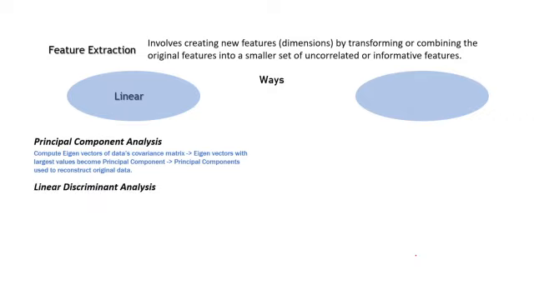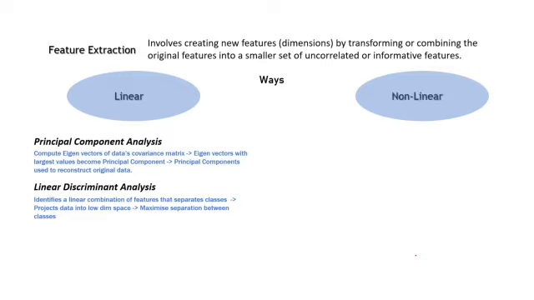Then you have linear discriminant analysis, or LDA, which identifies a linear combination of features that separates different classes. It projects data onto a lower dimensional space. Then it maximizes the separation between the classes.